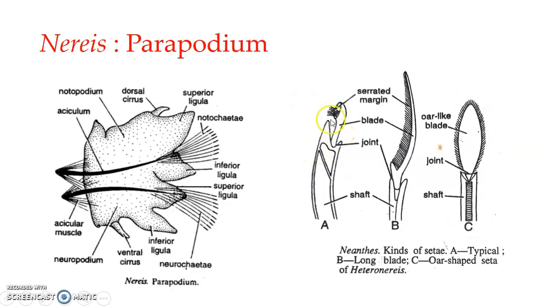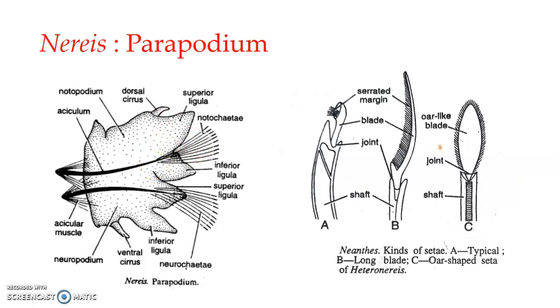And this one, the setae here, is actually having a small, slender, large shaft and a short and slightly hooked blade with a very short serrated margin. So these are the different types of setae which are present on the parapodium. I hope that part is clear.